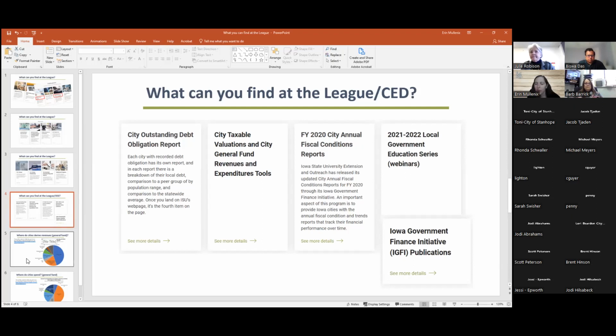So I was going to talk for a few minutes about the revenue side. Are you planning on talking about the expenditure side on the county? Yeah, you can talk about the city side, and then my slides are mostly on the counties.